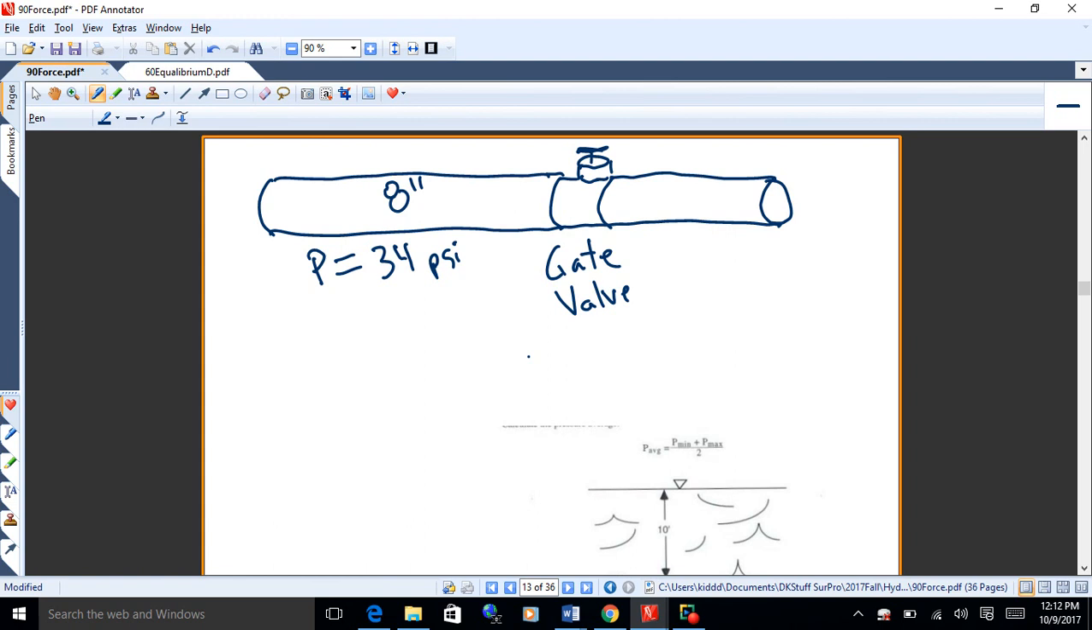All right, so let's say we've got an 8-inch gate valve in there and we're going to shut the valve. What's the force going to be on that valve? Just go ahead and run the number.